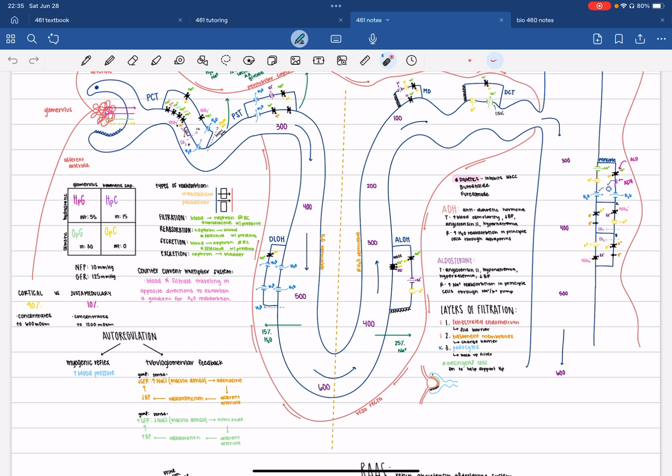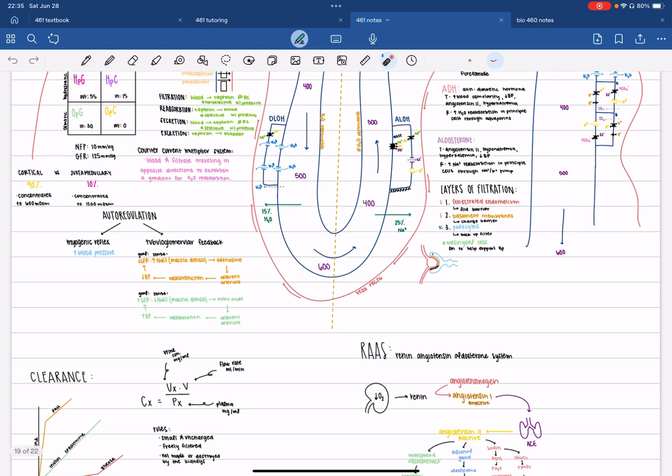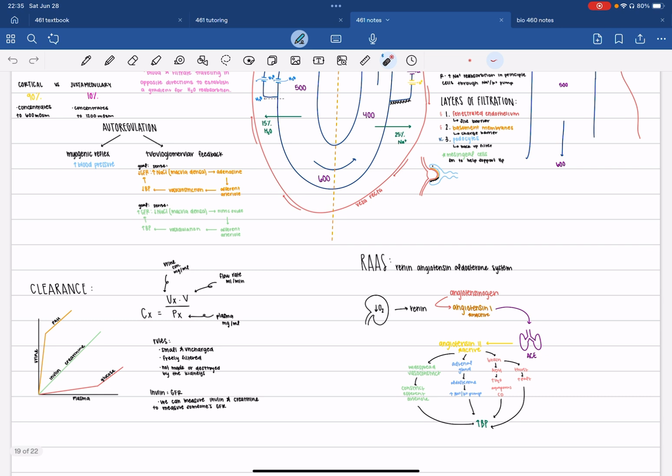So then we can talk about clearance, or how substances are cleared from the blood and put into the urine. And that's where I have a little graph and equation down here. Basically, this is a great diagnostic tool because we can see, for example with glucose, how often glucose is cleared of the plasma per minute, which tells us things about the person, how healthy they are, what's going on in their body.